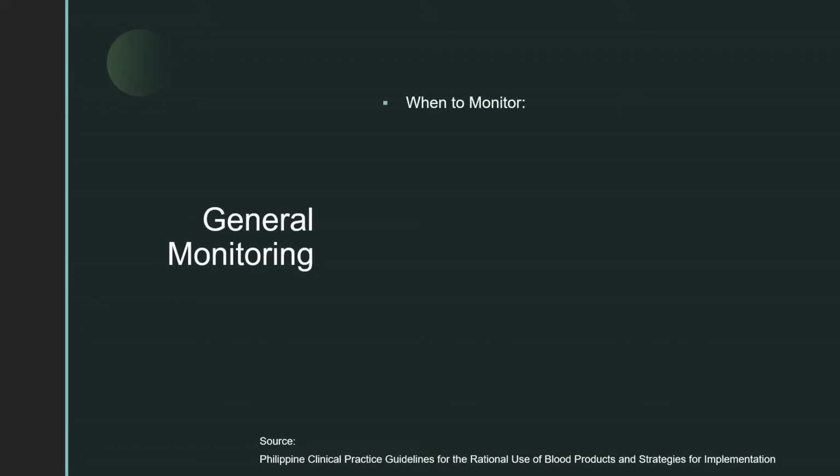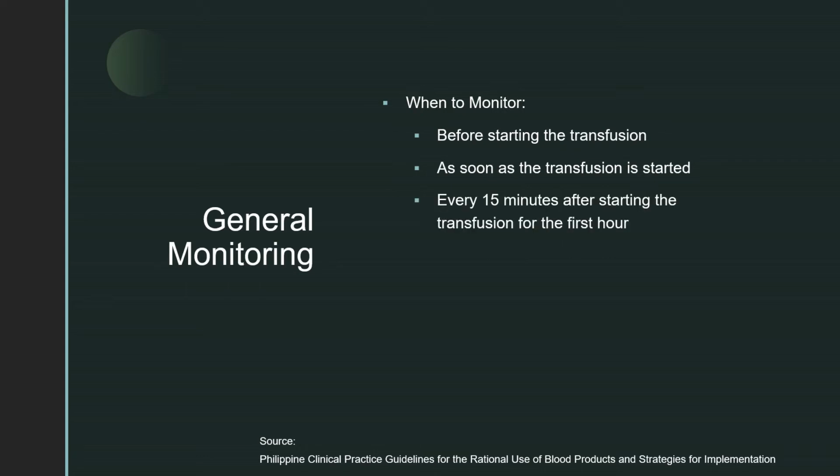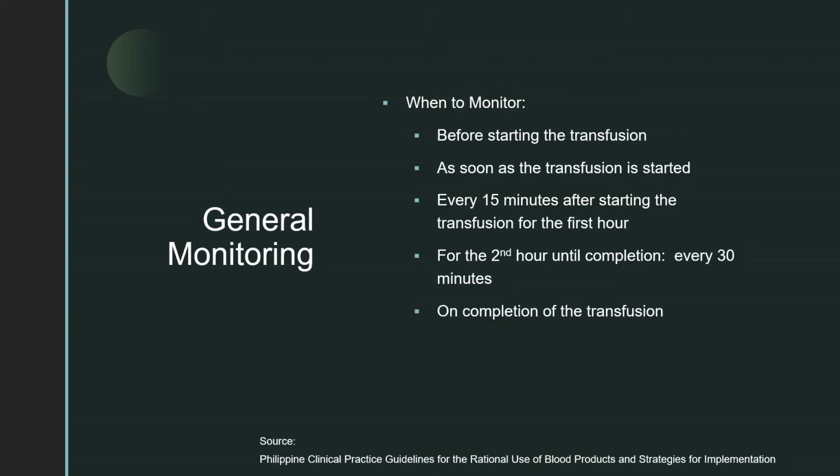So when and how often do you monitor? So you do a baseline before starting the transfusion. Upon starting the blood transfusion. During the first hour, you monitor every 15 minutes. For the second hour until the completion of the BT, every 30 minutes. And of course on completion of the blood transfusion. After completing it, you monitor again 4 hours after and as clinically necessary.